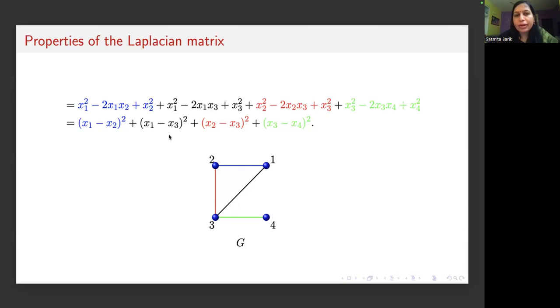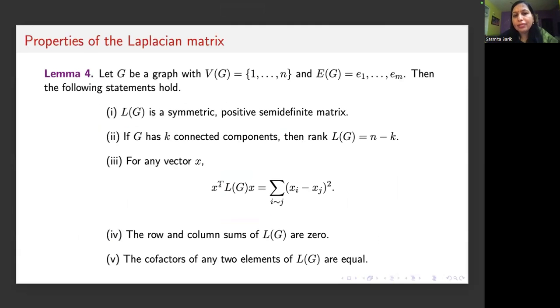So you can express your x transpose LGX as a summation over all adjacent vertices. That means i is adjacent to j, then you will get the term (xi minus xj) whole square. So this way also you can say that this LG is a positive semi-definite matrix. But this is a nice thing, that looking at how many edges there are, you can write this multiplication.